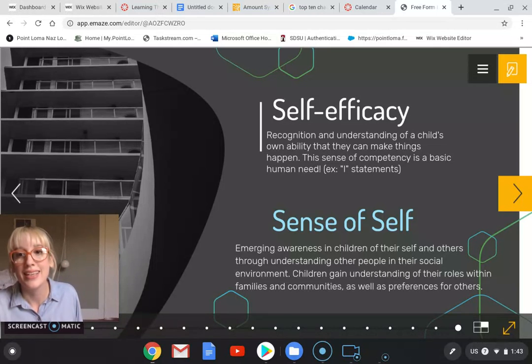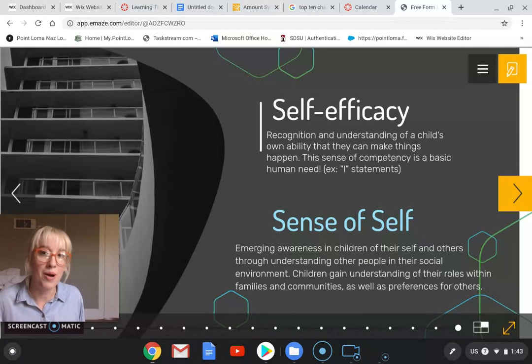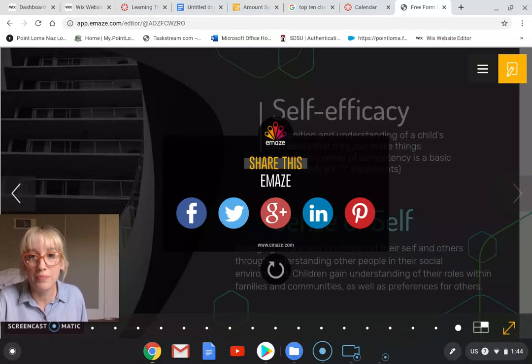Competency. Sense of self, also this emerging awareness in children of their self and others through understanding other people in their social environment. So children start to even gain an understanding of their roles within families and communities, as well as preferences for others. So very influenced by their environment. And that is it.